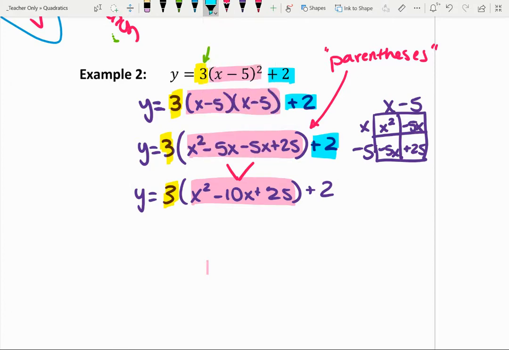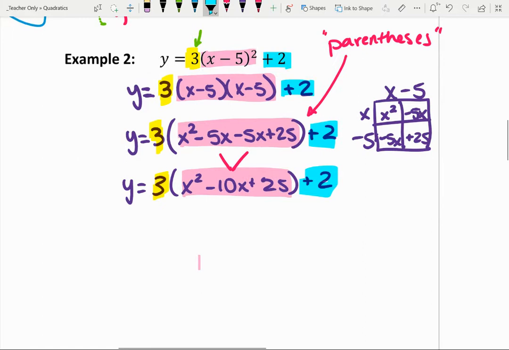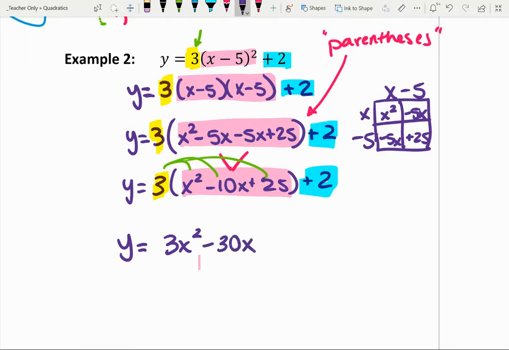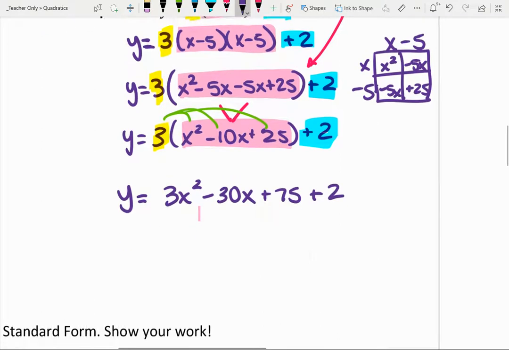Let me just get highlighting all taken care of here. So now that those parentheses are completely simplified, there's no more exponents to apply. Now I can distribute that 3 to everything inside. So I'm going to get y equals 3x squared. 3 times negative 10x is negative 30x, and 3 times 25 is 75. And then that plus 2 at the end.